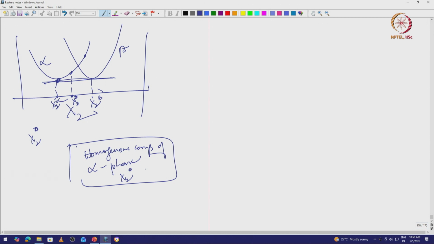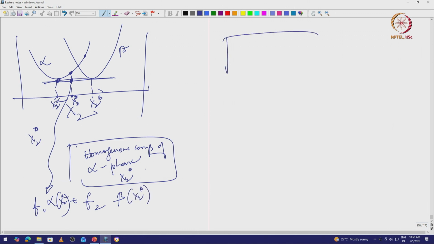That homogeneous composition is x2 0, and as time progresses, this is not the equilibrium state, or the stable state at this temperature. So what is the stable state at this temperature? The stable state is somewhere here. And what is this state? This state is actually F1 alpha and F2 beta, where alpha has a composition of x2 alpha and beta has a composition of x2 beta. So essentially this homogeneous alpha state is going to change as time progresses. That is an assumption.